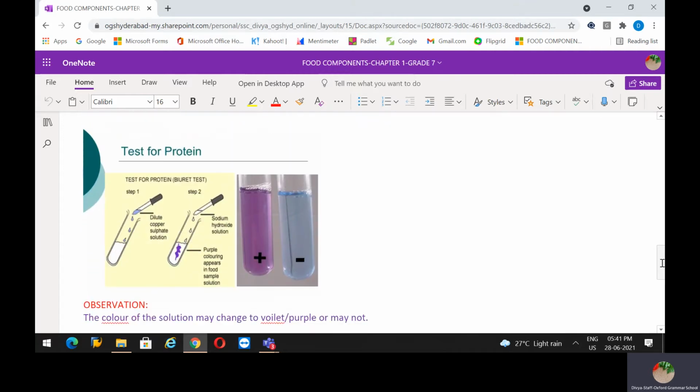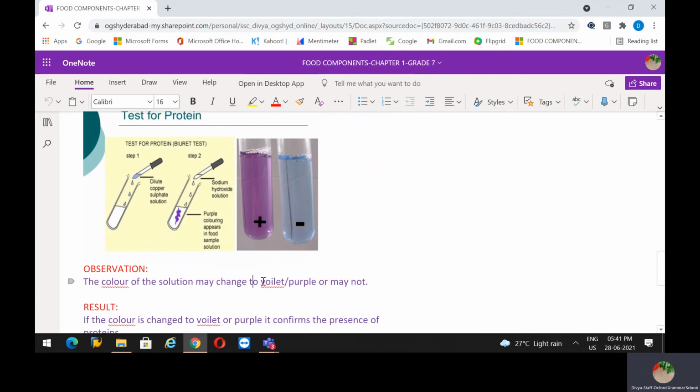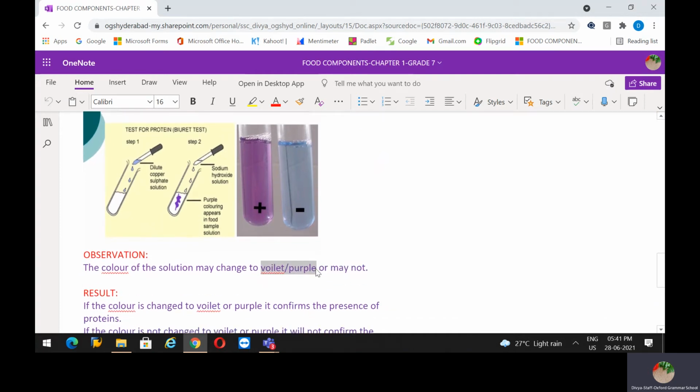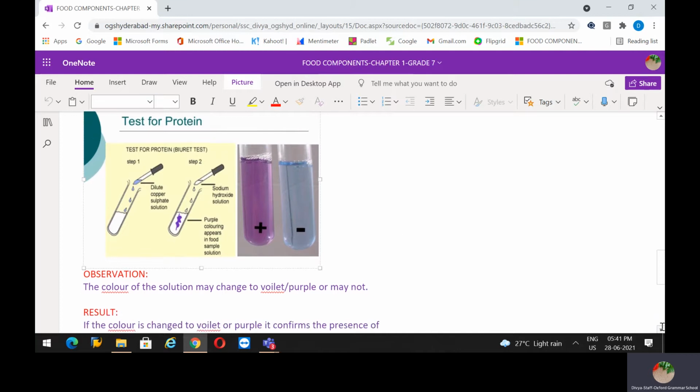So what would be the observation? See, the color of the solution may change to violet or purple if protein is present, or if protein is not present, it will not change to violet or purple. See here, are you able to see violet or purple? See, observation. It is also known as Biuret test. Biuret test is nothing but protein test. This is negative test, showing negative. That means protein is not present there.